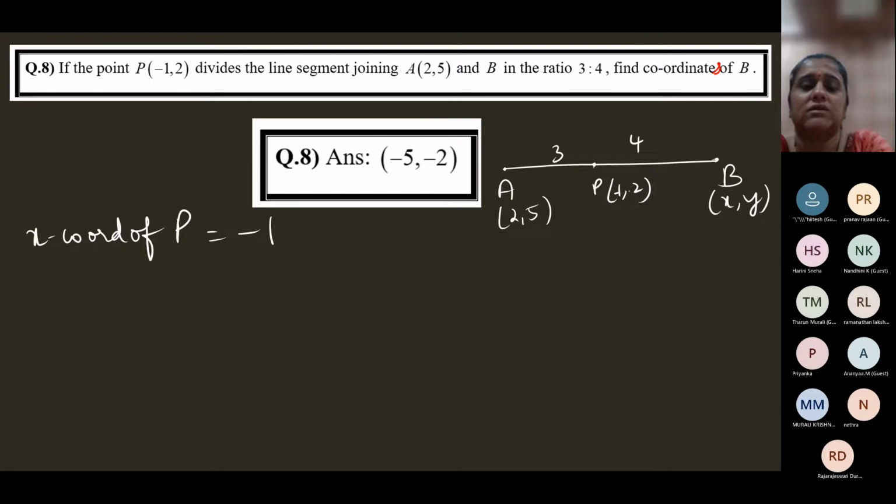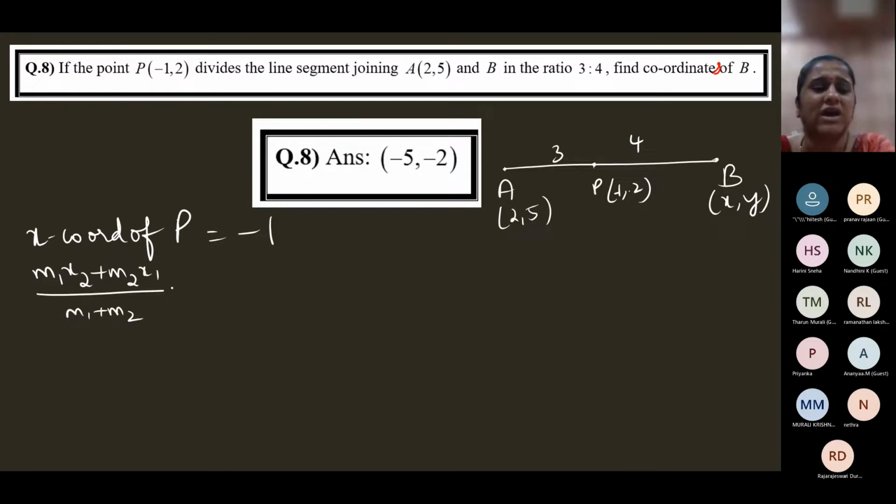What's the section formula? How can you find the x coordinate of the point of division? What's the formula? M1 X2 plus M2 X1 by M1 plus M2. No, I asked you only the x coordinate of P. Yeah, so M1 X2 plus M2 X1 by M1 plus M2.